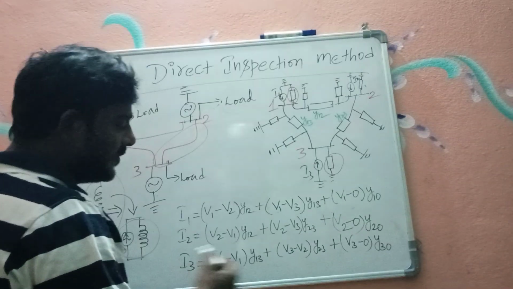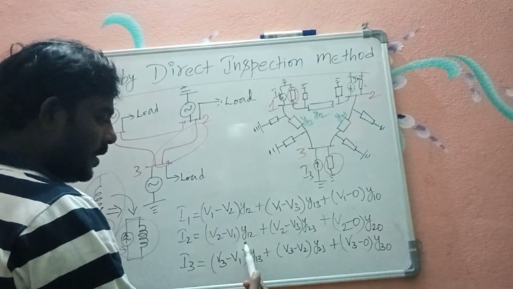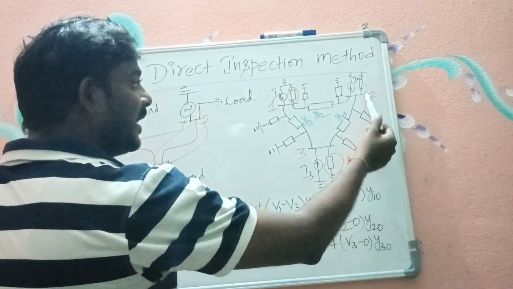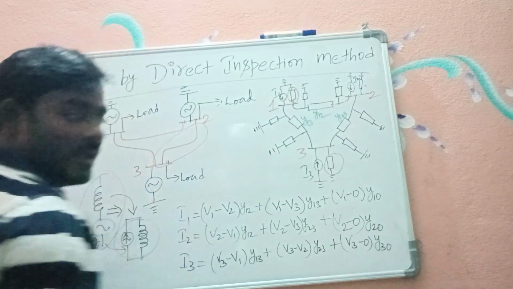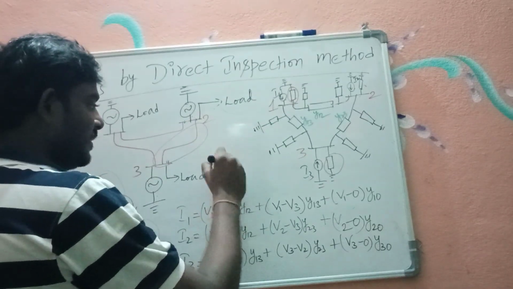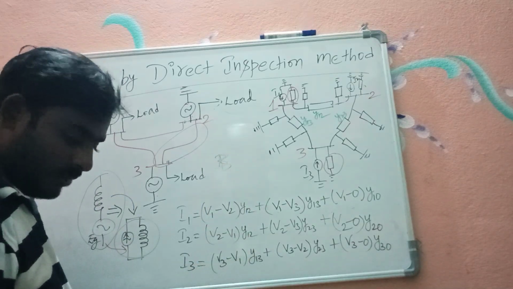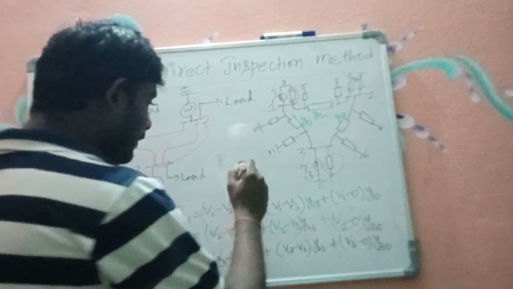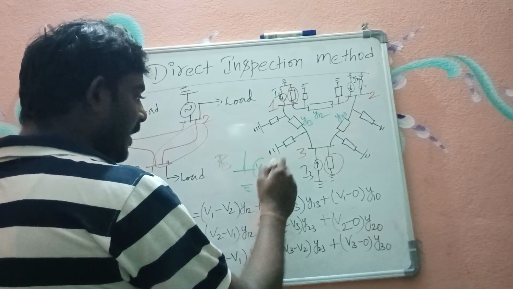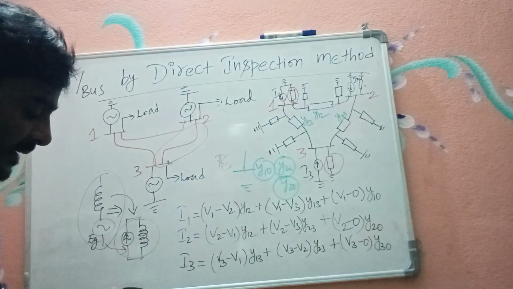Similarly, we get the second equation for the second bus. If you observe, it is (V2 minus V1) into Y12 as one current, (V2 minus V3) into Y23, and (V2 minus 0) into Y20. Y20 is the equivalent admittance connected between the bus and the ground. So between the buses and ground, we have Y10, Y20 as well as Y30. These are the equivalent admittances connected between each bus and the ground.